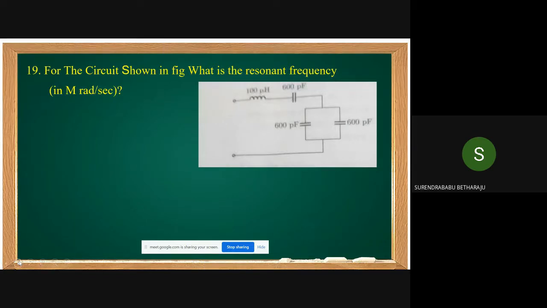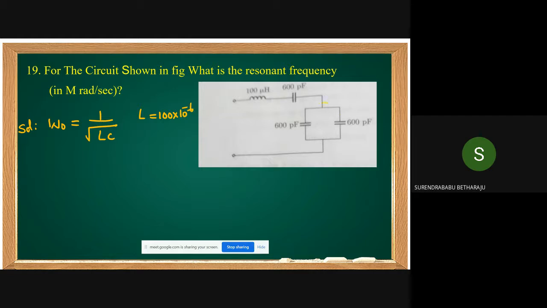For the circuit shown in the figure, what is the resonating frequency? It's very simple. What is the formula for resonating frequency, students? Omega naught equal to 1 by root LC. L is 100 microhenry. Then C you want to find.